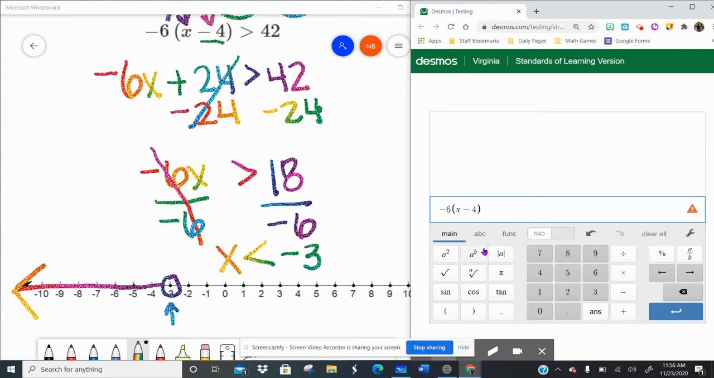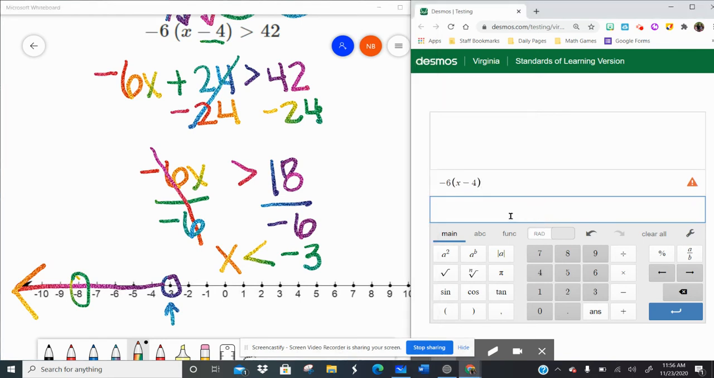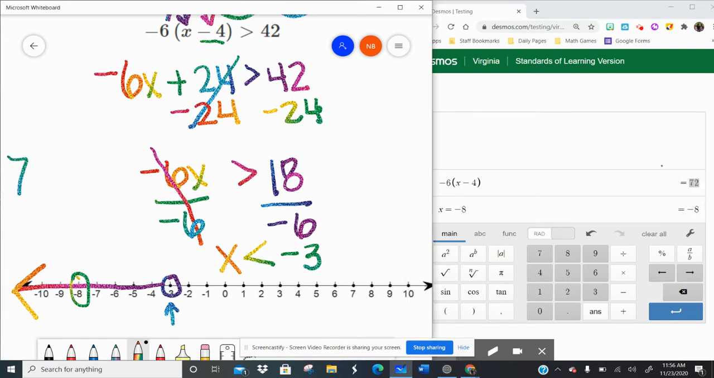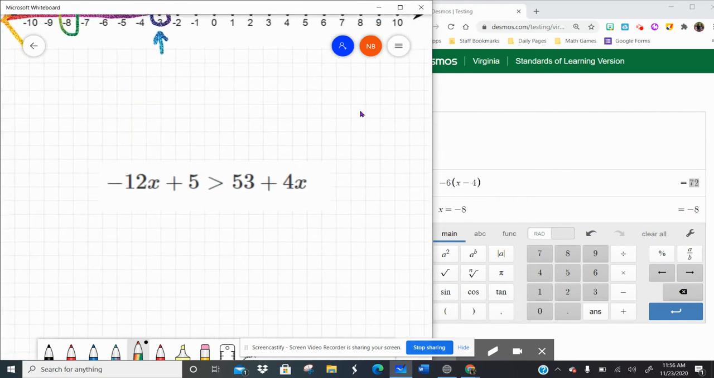So let's see. Let's choose -8, right? It's right there. It's in the solution set, I think. So let's say x equals -8. Well, if x is -8, then the answer is 72. And 72 is definitely greater than 42, which means, boom, nailed it. I'm correct. All right, awesome. Let's move on to the next one.